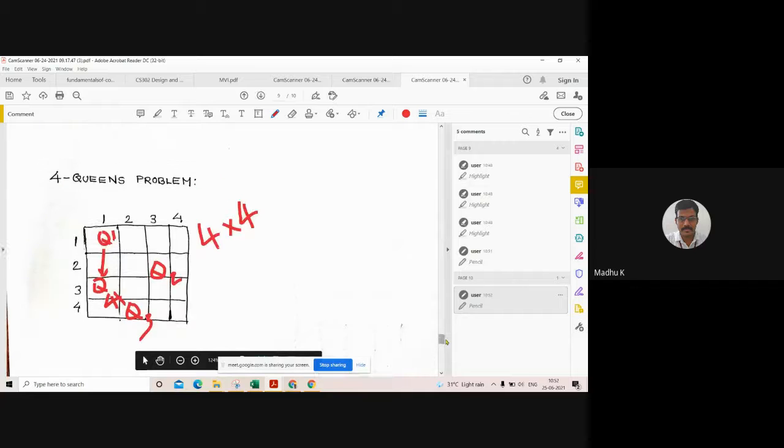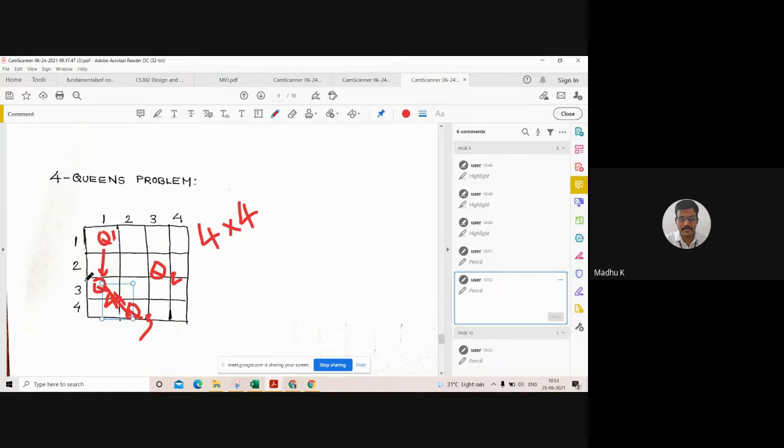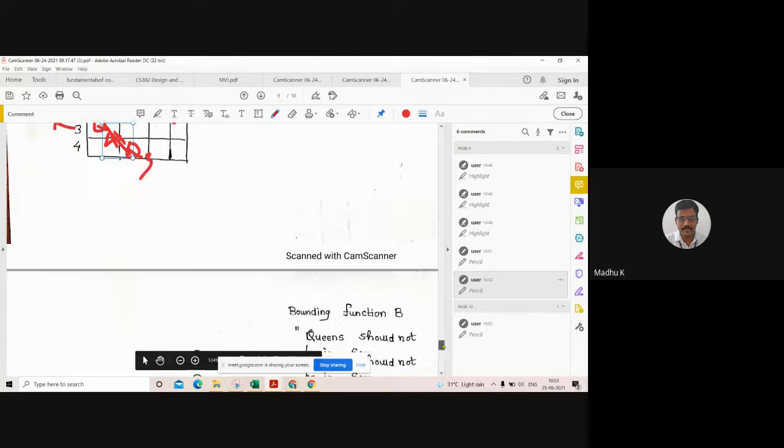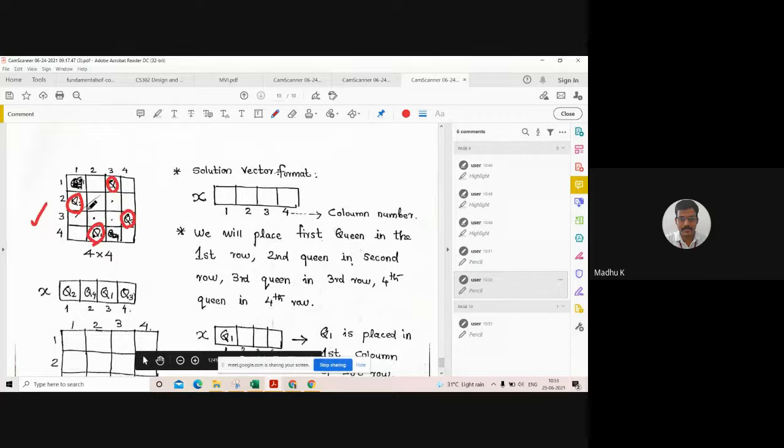As I told earlier, this is not a solution, because if I place it in this way, q1 will attack q3, q4, and q4 will attack q3. They will attack, so it is not a solution. I want to find a solution in this way. This is a good solution. So how can we find such a solution using the backtrack approach? That I want to focus on.